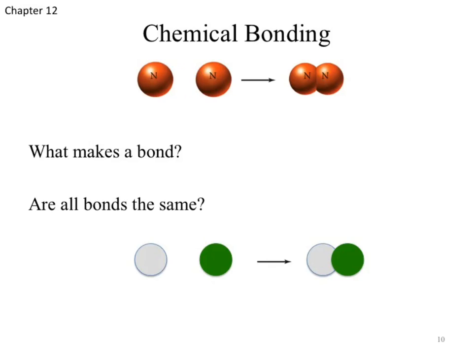Okay? Would we predict all bonds to be the same? So in the first case, we had two nitrogen atoms come near each other. We don't necessarily need to know they're nitrogen, but they're probably the same type of atom. Why would we say they're the same type? Same size, same color. All our physical observables would suggest they're the same. If we move to the next example, would we predict the bond formed here to have the exact same properties as the bond formed up top? No, why not? The atoms are different.